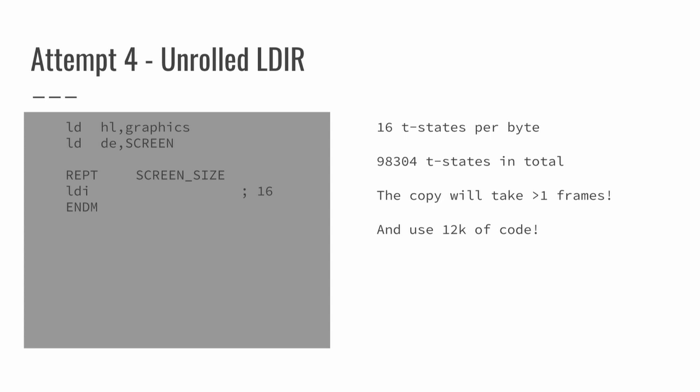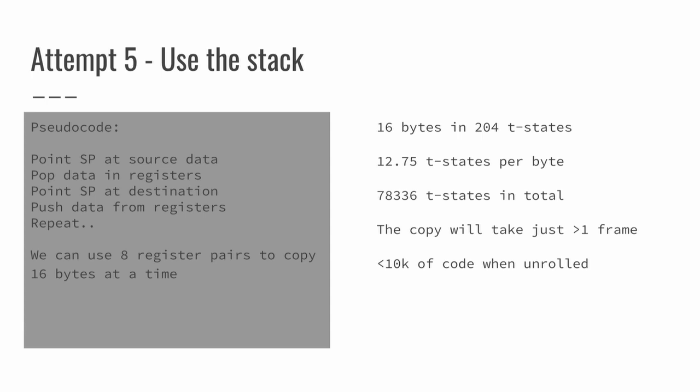So what we get to now is kind of the proper way to do it, and that's using the stack. I'm not going to write the code for this because it starts to get quite gnarly. But the pseudocode is, we point the stack at the source data, we pop the data from the stack into as many registers as we can, then we point the stack at the destination, and we push the data from the registers into the destination. And we've got 8 register pairs free for this, so we can copy 16 bytes of data at a time.